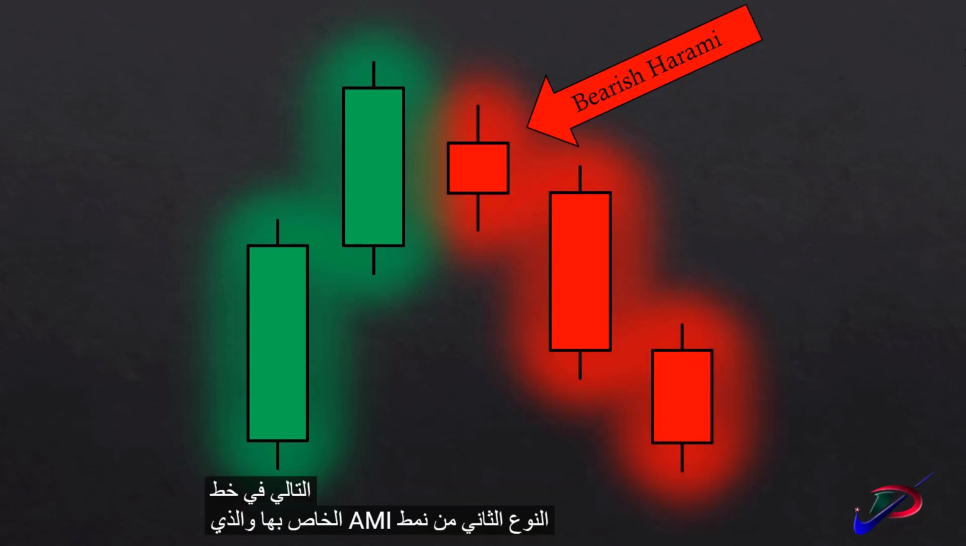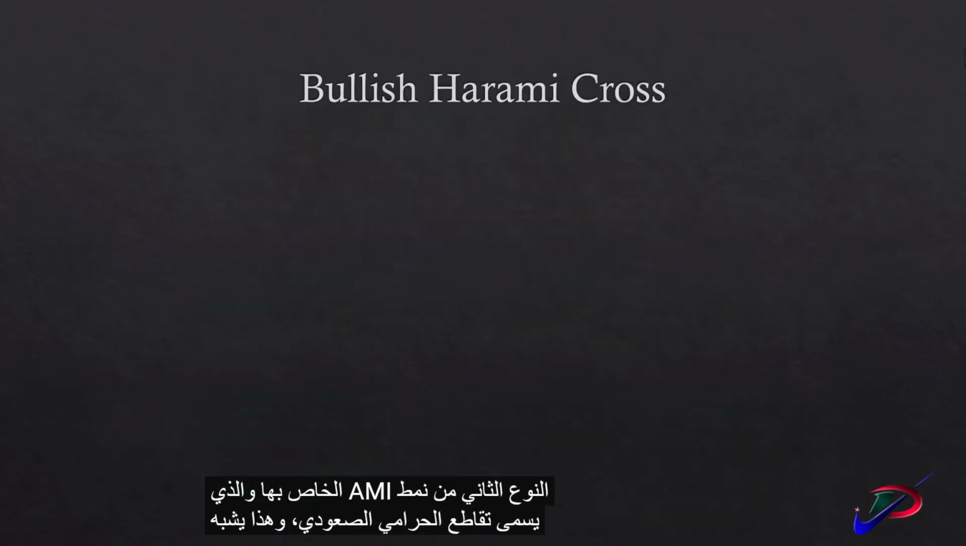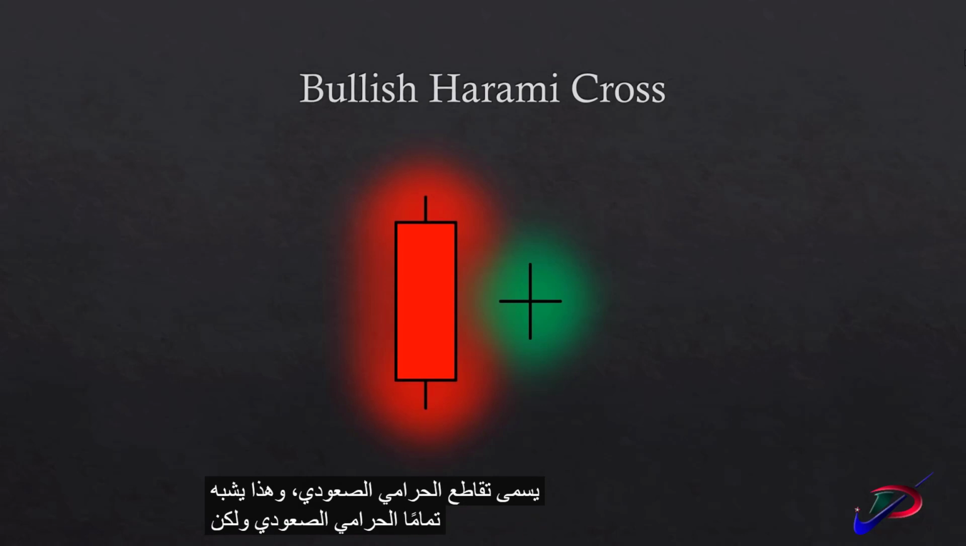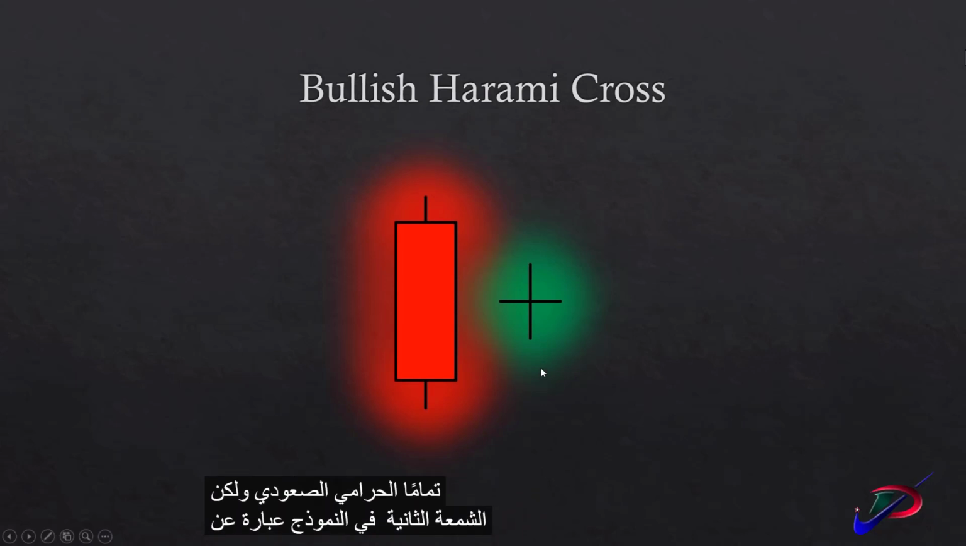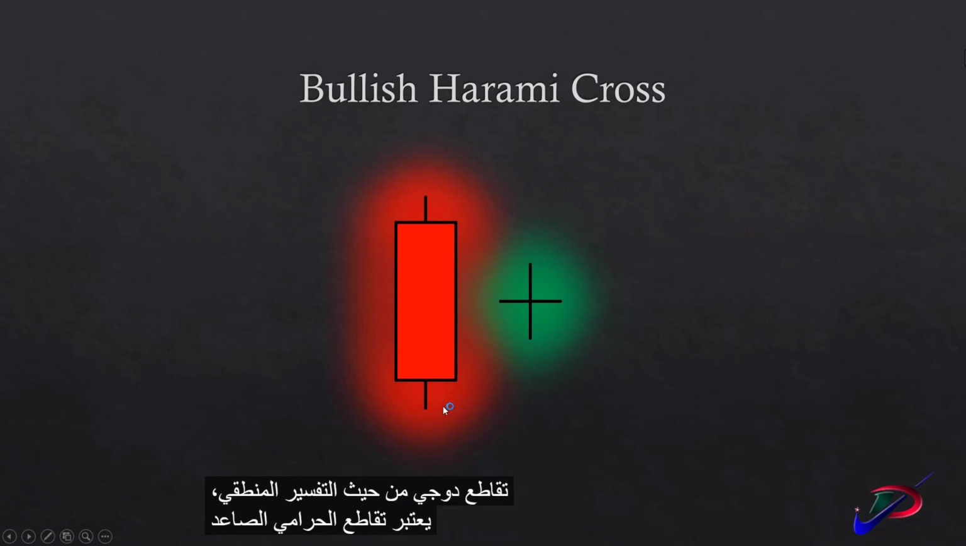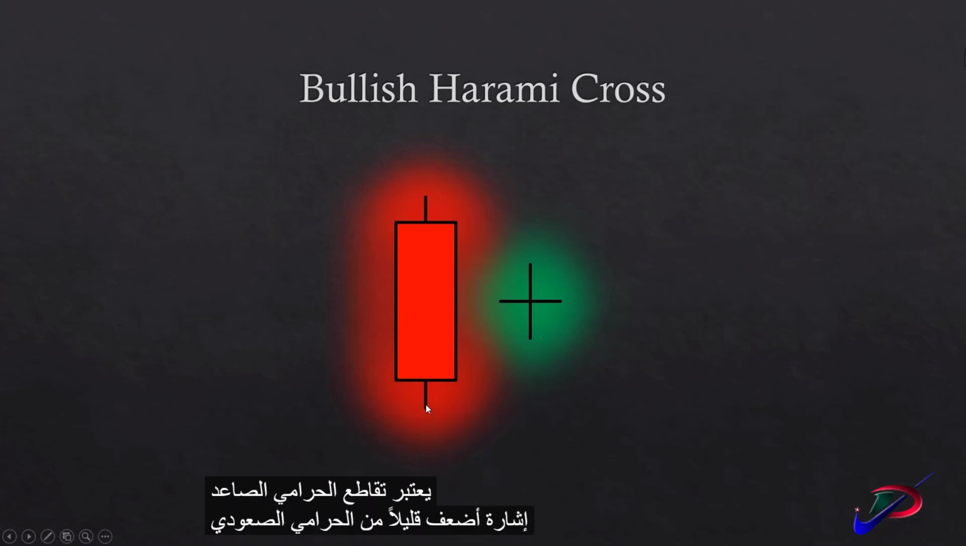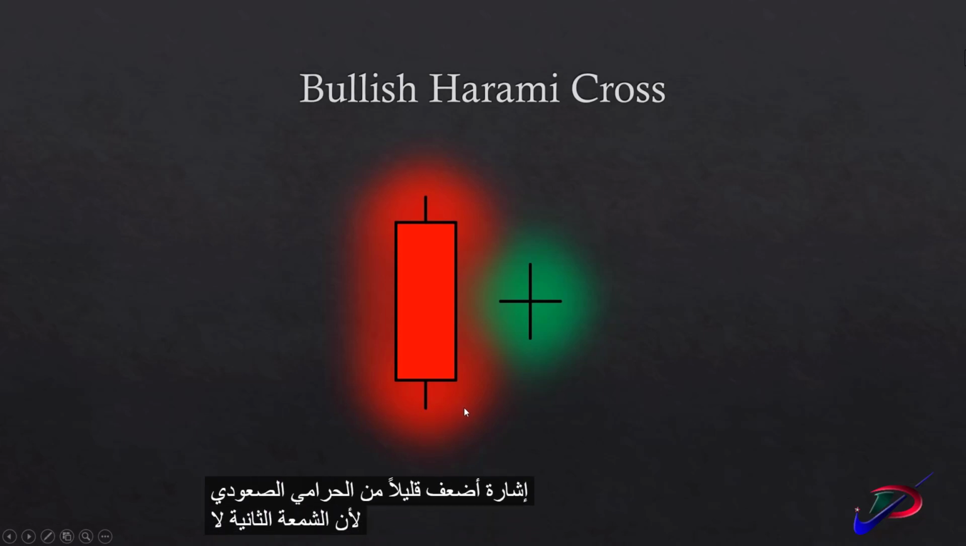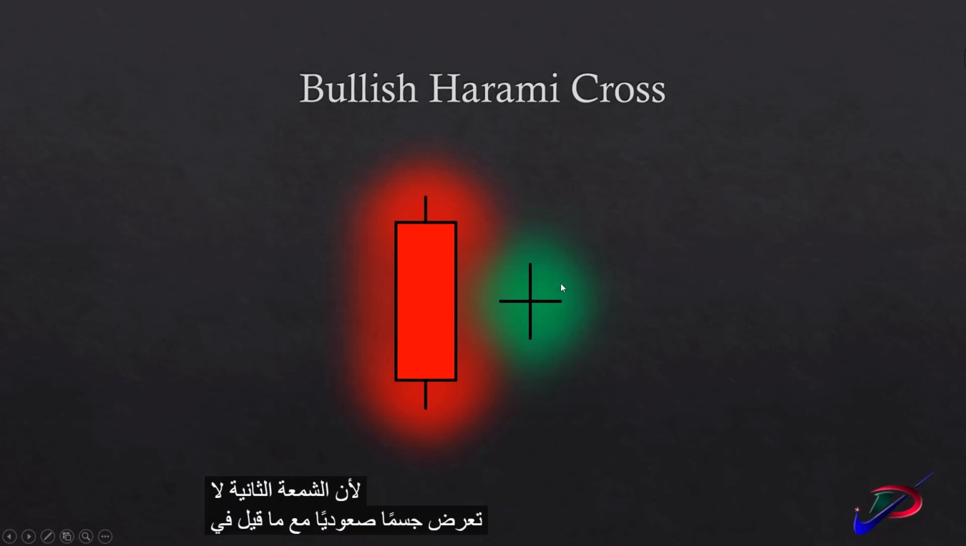Next in line we have a second type of harami pattern called bullish harami cross. This is exactly like a bullish harami, but the second candle in the pattern is a doji cross. In terms of logical interpretation, the bullish harami cross is a slightly weaker signal than the bullish harami because the second candle doesn't display a bullish body.